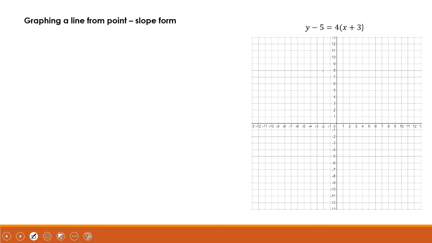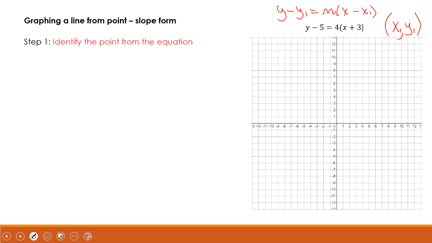Graphing from point slope form. Here we don't have a y-intercept. We have to figure out what point we're going to graph. Again, we have to look. We're given a point. We know there's a point in the equation somewhere because we know the equation is y minus y1 equals m times x minus x1. I know the point is x1 comma y1, and that is our point that I need to graph. So we're just going to pull it out of the equation. And that's step 1: identify the point from the equation.